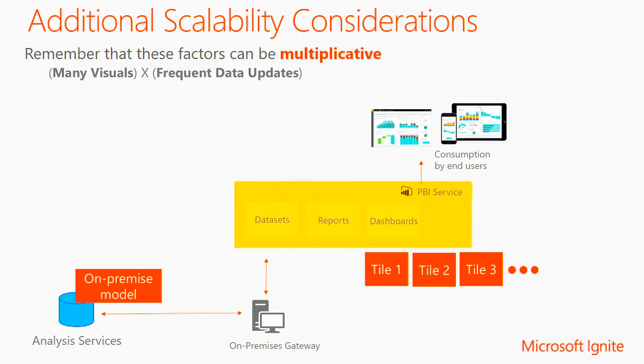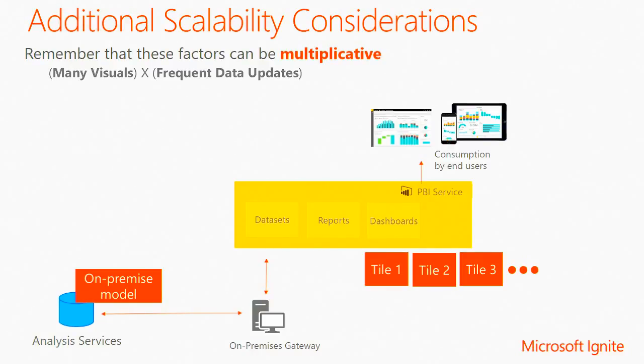Suppose you have a dashboard, and you've connected that dashboard to a model that's doing a live connection against SSAS on premises, and you have 3 tiles. What that means is every 15 minutes, Power BI is going to be making 3 queries over to Analysis Services just to update those dashboard tiles. And of course, that's going to scale linearly as you add more visuals. So if you have 6 visuals every 15 minutes, we're making 6 different calls.